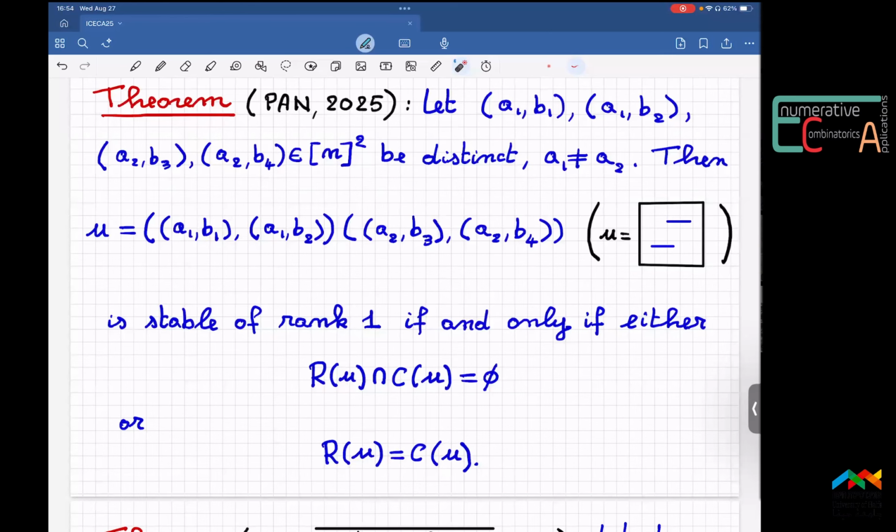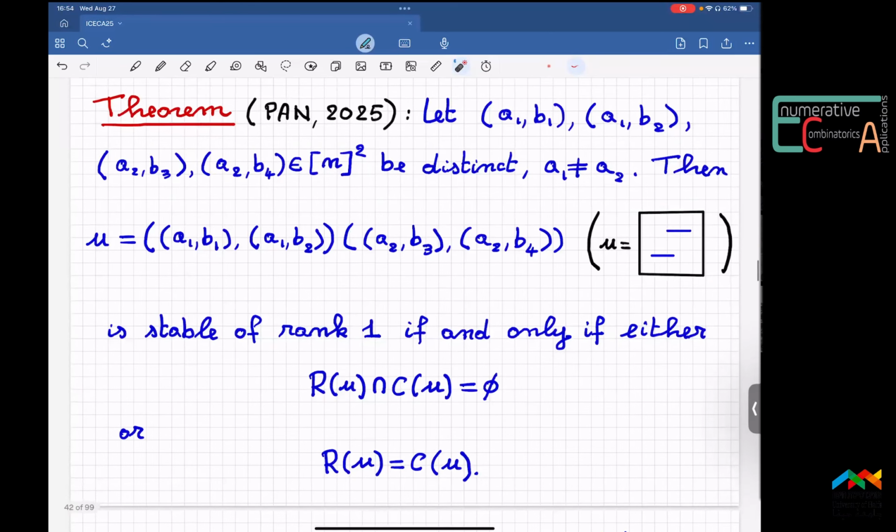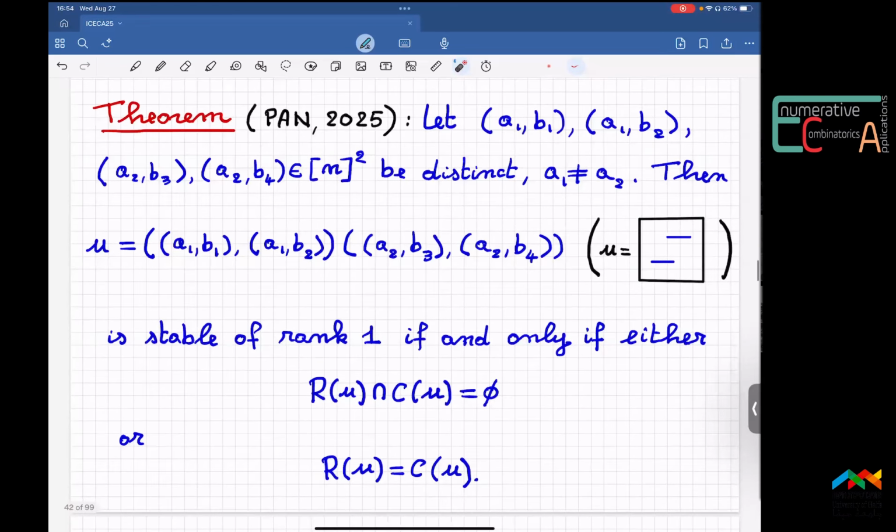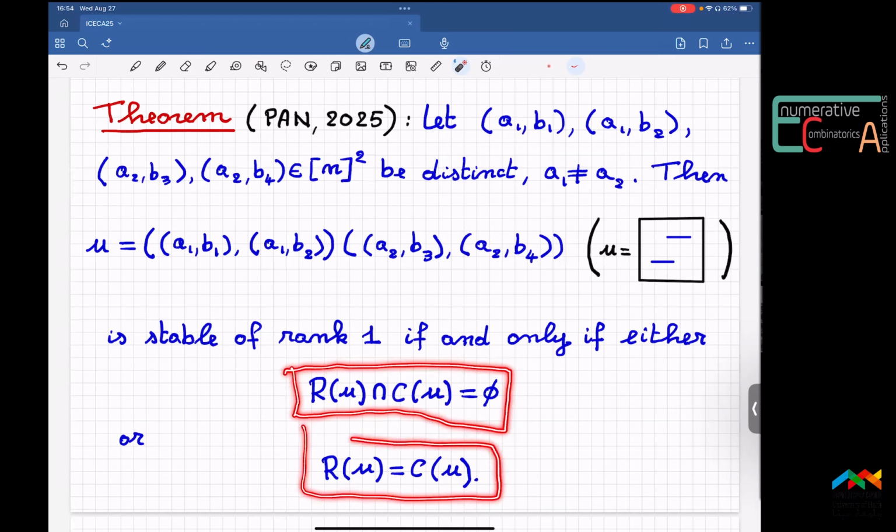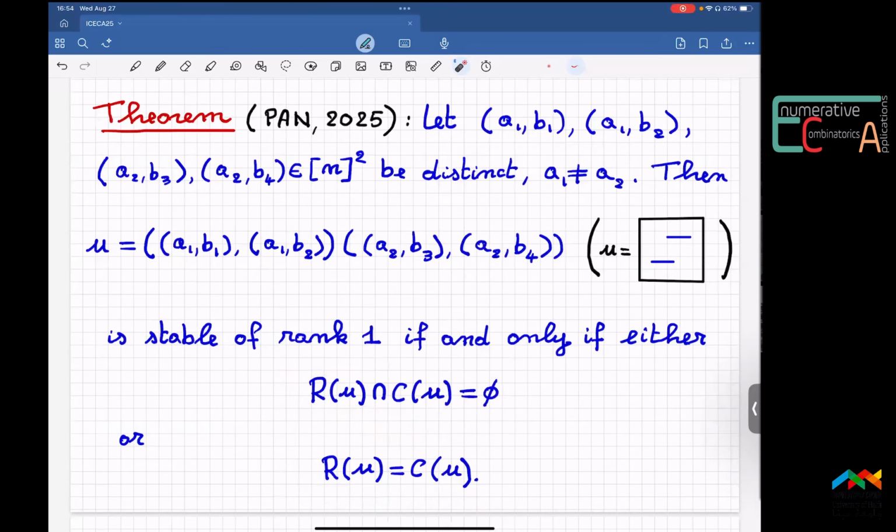We then generalize this in another direction, but I'm not going to talk about that. Rather, I would like to simply point out that this kind of result is, from what we have seen, kind of typical. If somehow the parts of the permutation, the rows and the columns, don't interact, the permutation will be stable. If they do interact, they have to be interacting in a very, very specific way for the permutation to be stable.